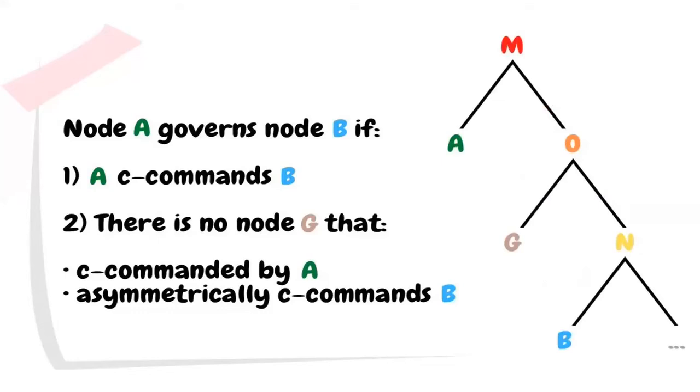In this tree, let's test if A governs B. We can see that A C commands B, but there's a node G that is C commanded by A and asymmetrically C commands B. So we conclude that A does not govern B because node G intervenes between them. So this is basically the general government. And now we're going to move to more specific types.